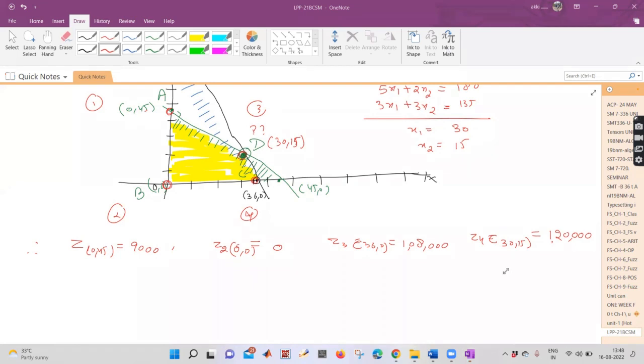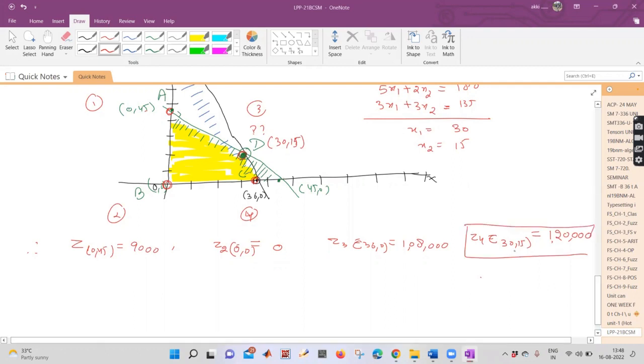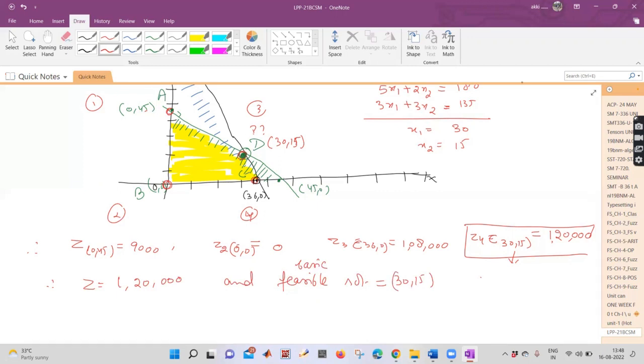Z4. Z4. You see again, this is our value: 90,000, 0, 1 lakh 8,000, 1 lakh 20,000. This one is greater, where we are getting at this point. Therefore, your objective function value is 1 lakh 20,000 and the basic feasible solution is 30, 15. Clear?